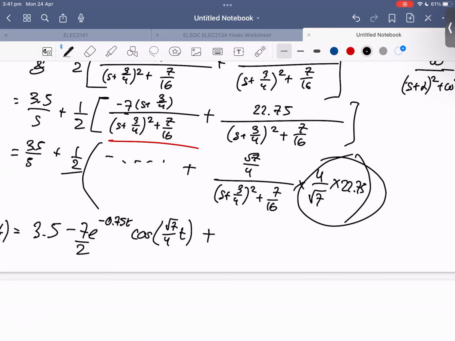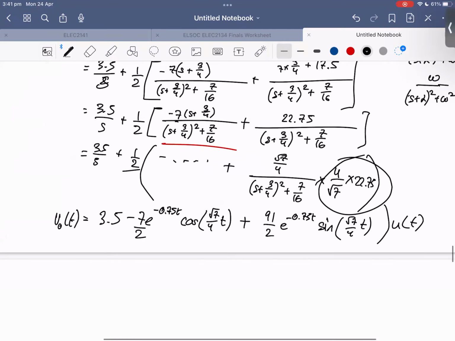So my calculator gives me 91 over 2. And then this goes e to the minus 3/4 t, so 0.75 t, sine root 7 on 4 t. And that entire thing is u of t tacked onto it. Yeah, so it's very involved. It's a very involved question.